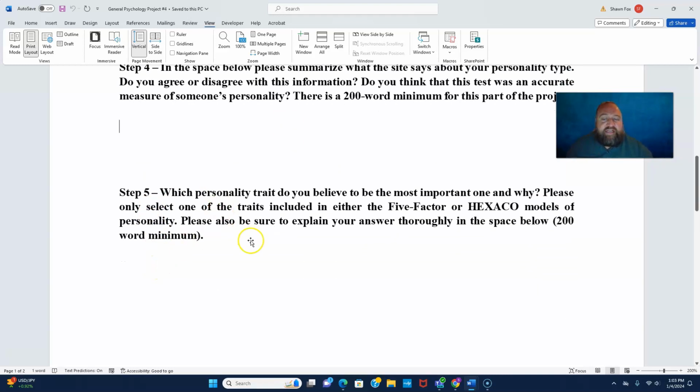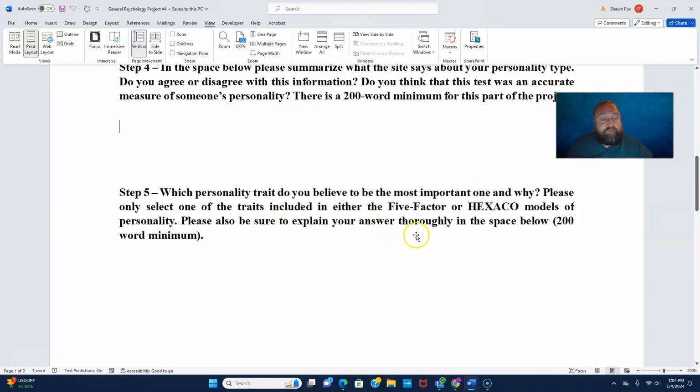Step 5, which personality trait do you believe to be the most important one and why? Please only select one of the traits included in either the 5-factor model, so it's the Big 5, that's the CANOE or OCEAN, or you can select the HEXACO model. Now, most traits kind of overlap. There's 1 or 2 that don't, but you can select one trait from either of the 2 models.